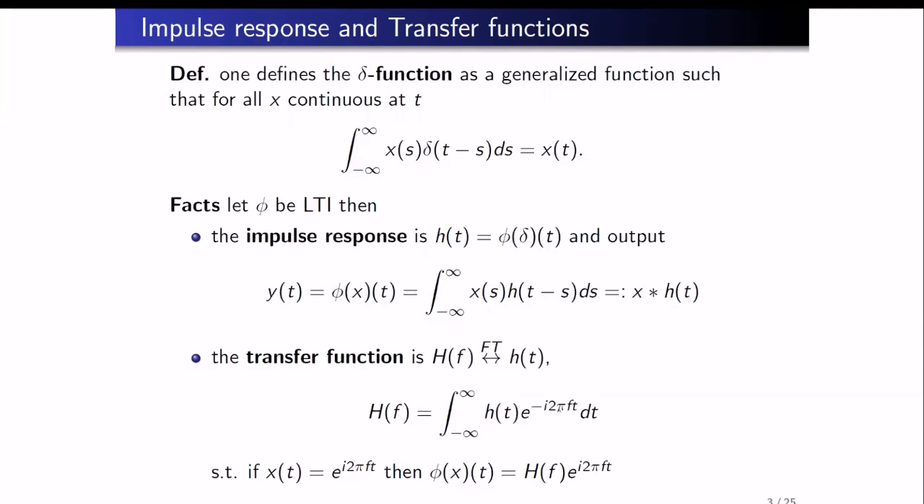If I take the Fourier transform of h(t), I get the transfer function H(f), and this transfer function has the property that if you apply a signal x(t) whose Fourier transform is X(f), then the output Fourier transform would be equal to the transfer function multiplied by X(f).